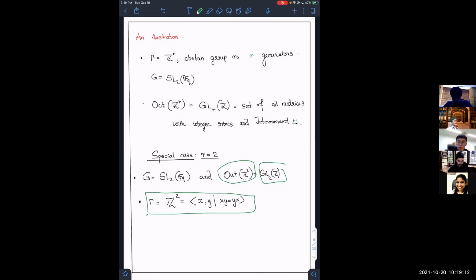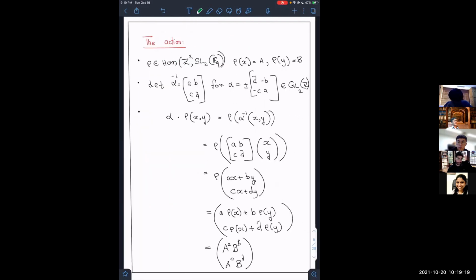So how does this action look in this case, specifically? Let's look at the action. Rho is a homomorphism from Z^2 to SL2(F_q), and suppose the images of the generators are capital A and capital B, which are elements in SL2(F_q). Alpha is an element of GL_2(Z). I'm going to choose alpha inverse to be the matrix (a b; c d), because that's the matrix we will be multiplying with. And so alpha will be plus or minus (d, -b; -c, a), the inverse of that matrix. And I already mentioned the determinant will be plus or minus 1.